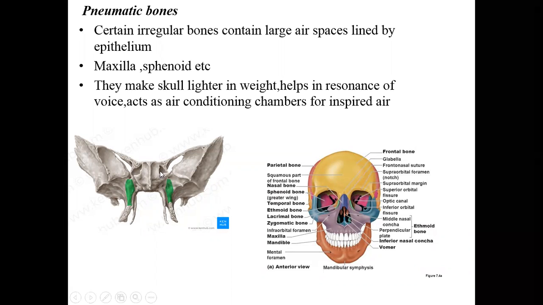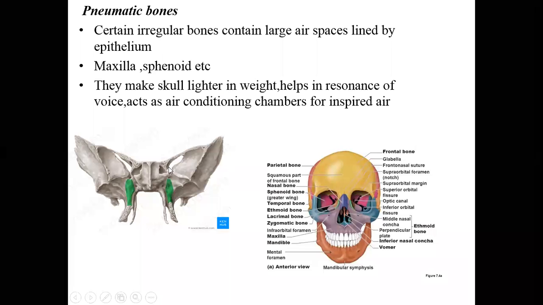Now, what is the function of this? Why do we need air spaces inside the bone? The reason is that it makes the skull lighter in weight. I said that pneumatic bones are usually seen in the skull region. The skull is supposed to be heavier, but we don't feel that heaviness because of these pneumatic bones, which make the bones a little lighter, because these spaces have air inside.